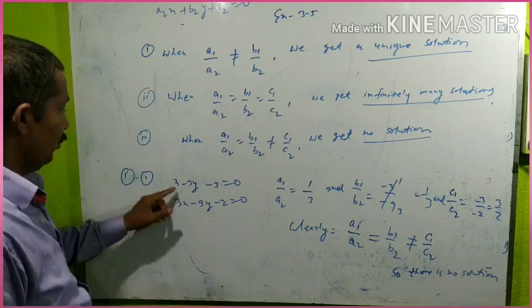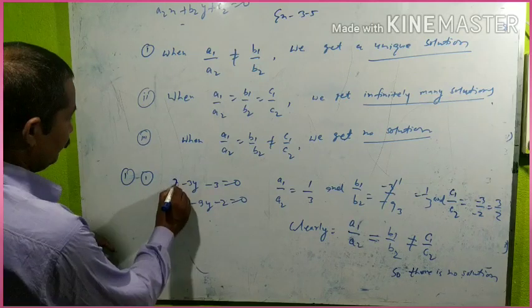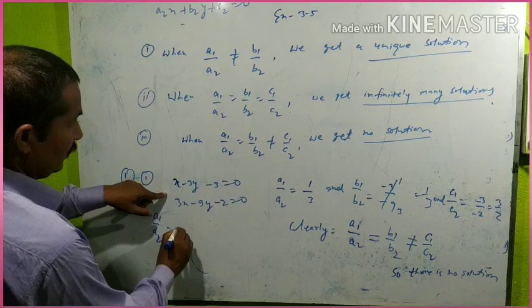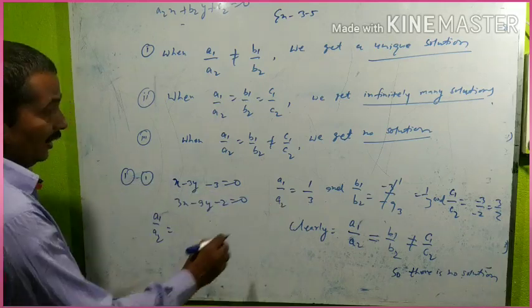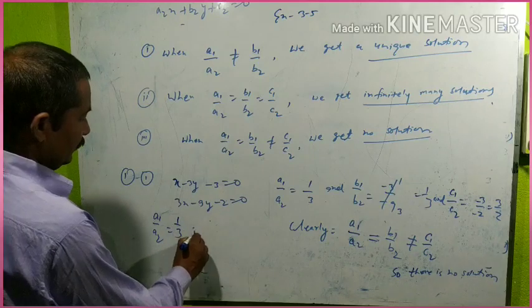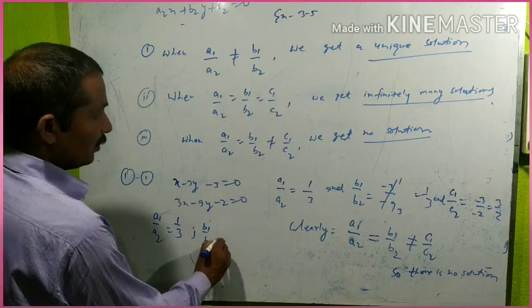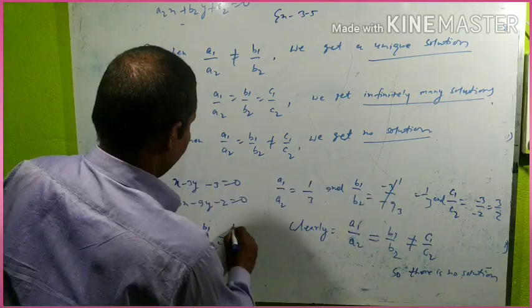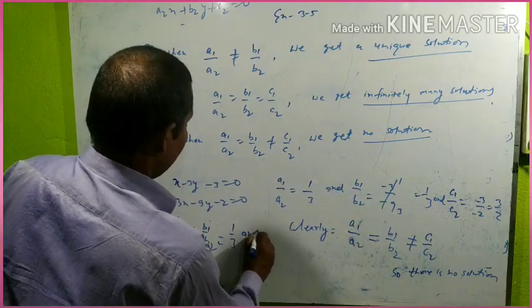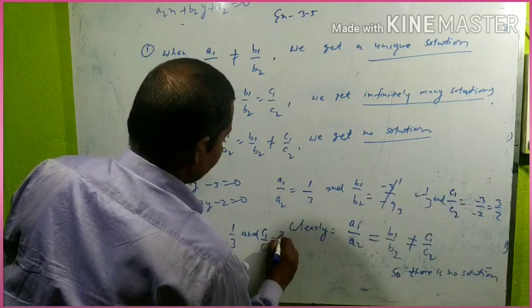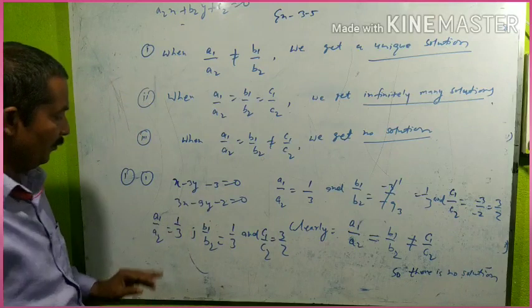Like in this question, look here. a1 by a2 is equal to what? I have written here now. a1 by a2 is equal to 1 by 3, b1 by b2 is 1 by 3, and c1 by c2 I have got here 3 by 2. Look here, 3 by 2.